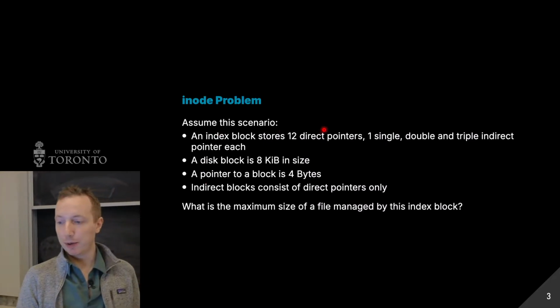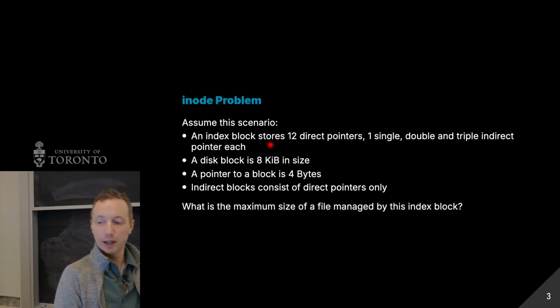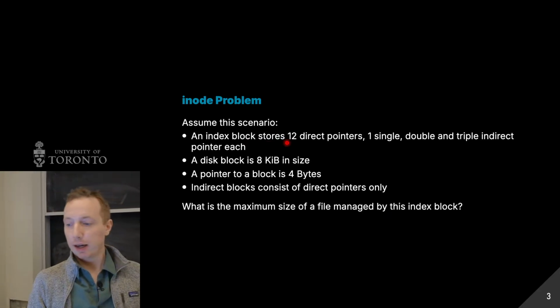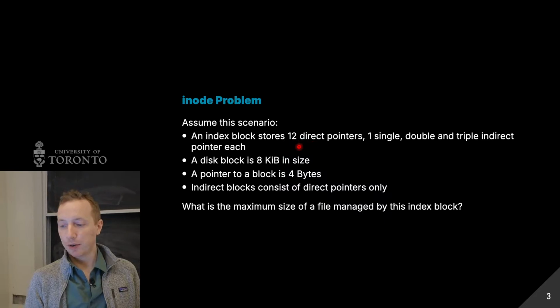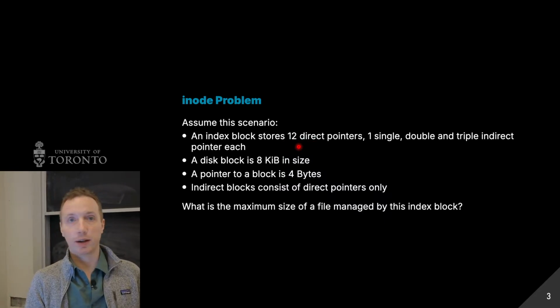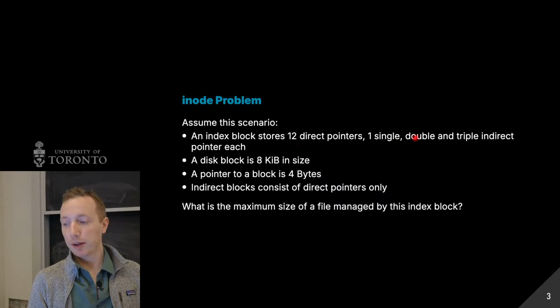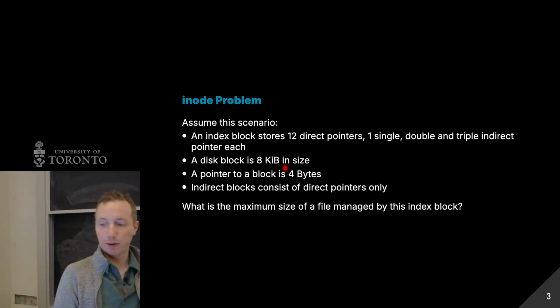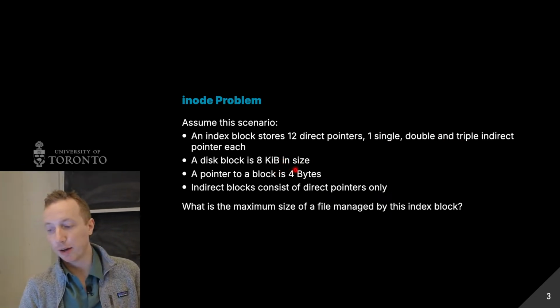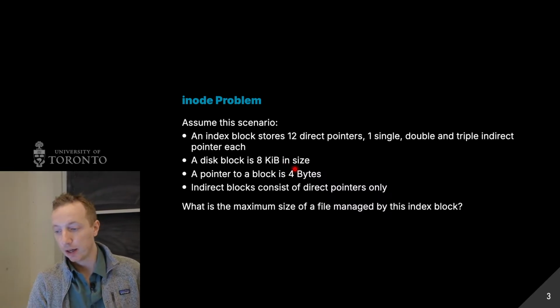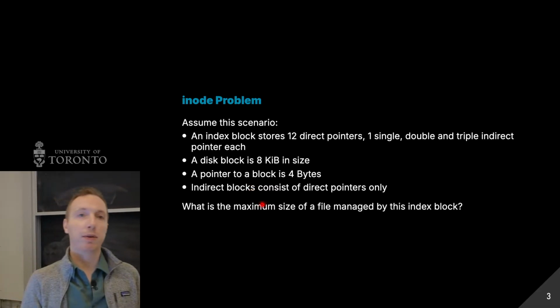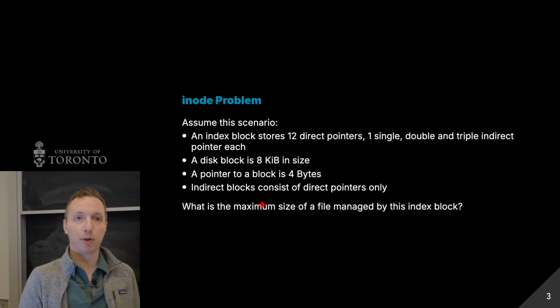Now if we go back to our inode problem, here the inode, that index block, tells you how many direct pointers there are. Typically, this is how an inode is organized: 12 direct pointers, one single indirect, one double indirect, and one triple indirect. Like before, if our block size is 8 kilobytes and our pointer to a block is 4 bytes, and we assume the indirect blocks consist of pointers only, then we should be able to argue about the maximum size supported by this.